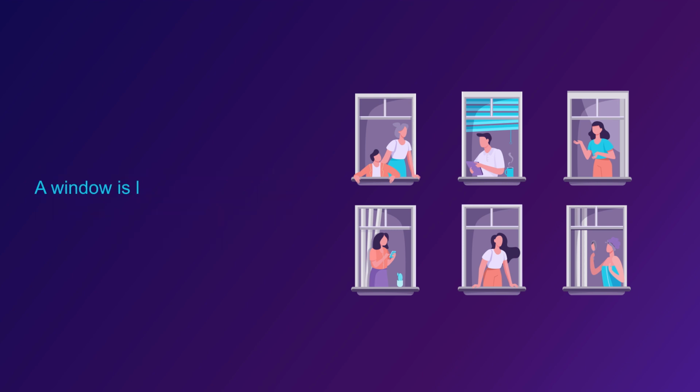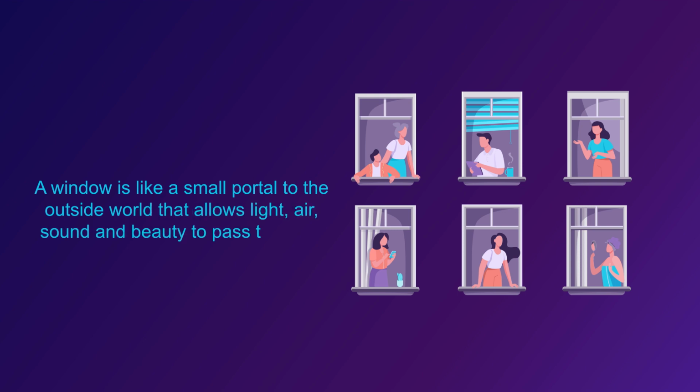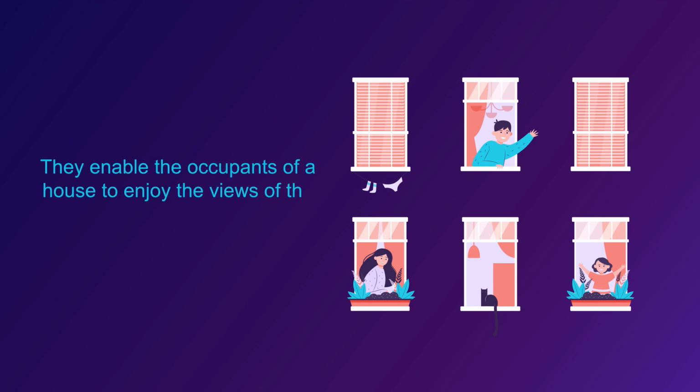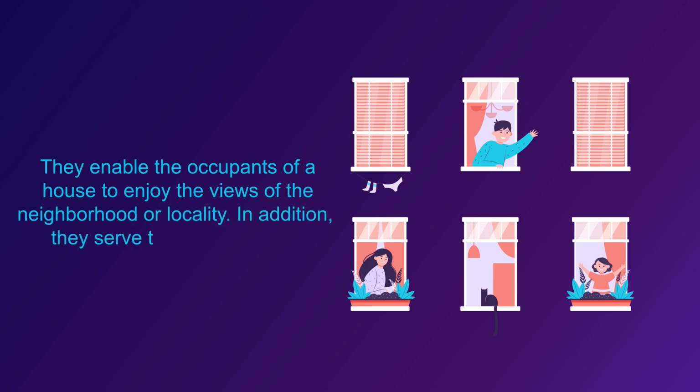A window is like a small portal to the outside world that allows light, air, sound, and beauty to pass through. They enable the occupants of a house to enjoy the views of the neighborhood or locality. In addition, they serve to keep the house cross-ventilated. As such, houses with ample windows will seldom look gloomy or feel stuffy.